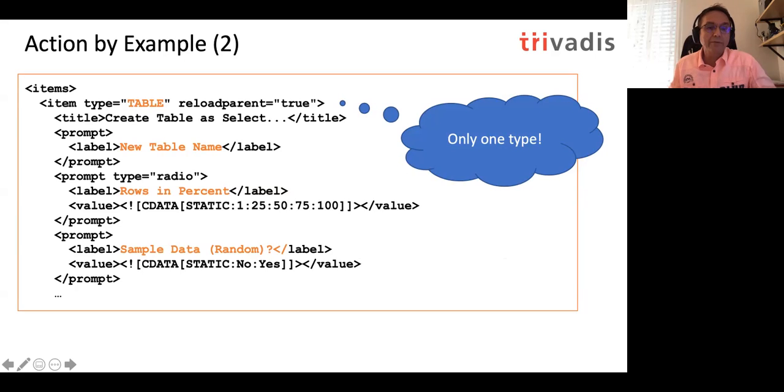And then here we have the prompts. When I just define a label, then it's just a text entry. When I say it's a radio button, then the value is expected to be some kind of list, a static list with four or five values. And then the last option is that I don't say it's a type radio, I don't say anything, but I still have a list, and then it's a drop-down box.